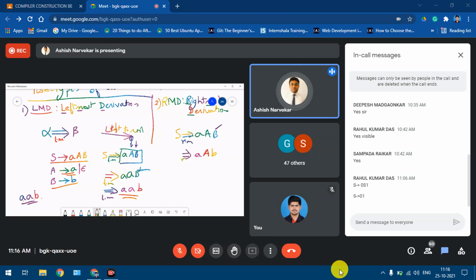Next, the next rightmost non-terminal that we have over here is A. So again, look in the set of production rules that you have and replace it by the appropriate one. So we can see that the string can be generated using this rightmost derivation also.